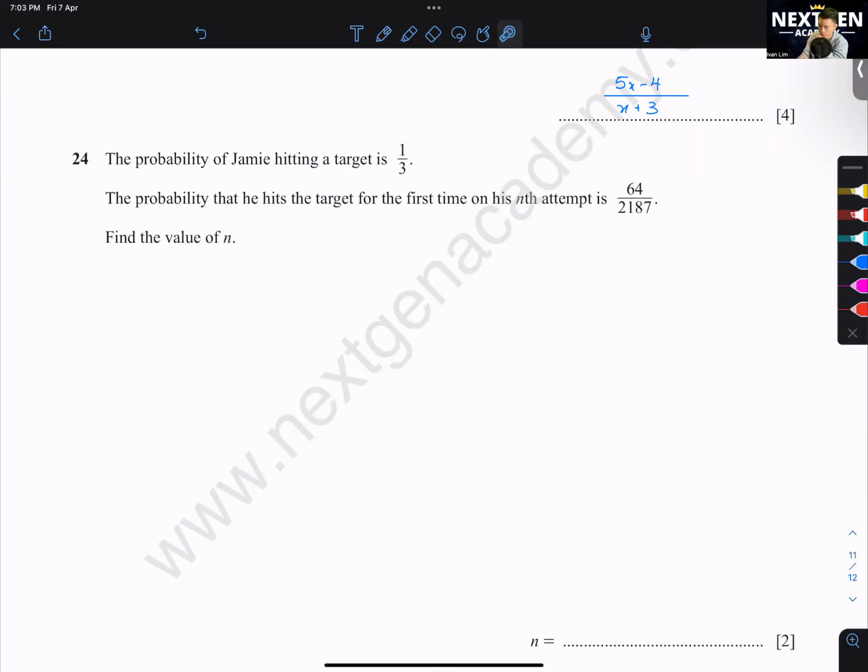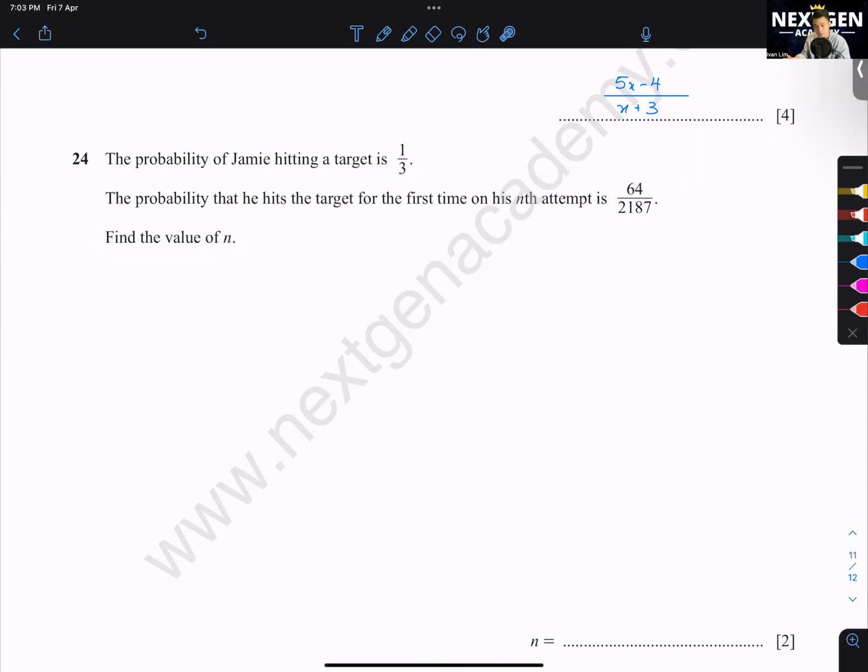The probability of Jamie hitting a target is 1 over 3. The probability that he hits the target for the first time on the nth attempt is 64 over 2187. Find the value of n. How do we understand this question? Basically, he's shooting something, an arrow. He will keep shooting until the nth attempt, on which he hits. And the probability that he hits on that nth time is 64 over 2187.